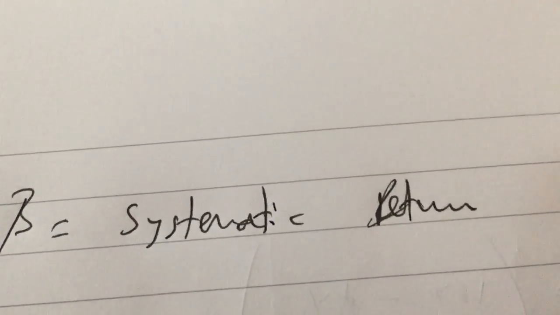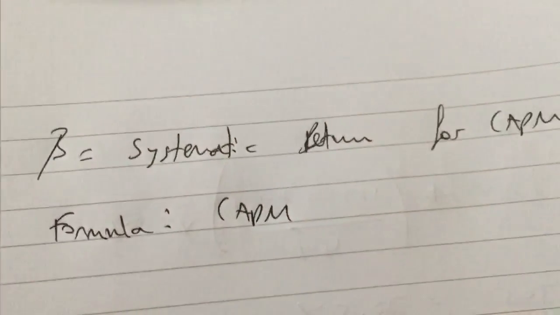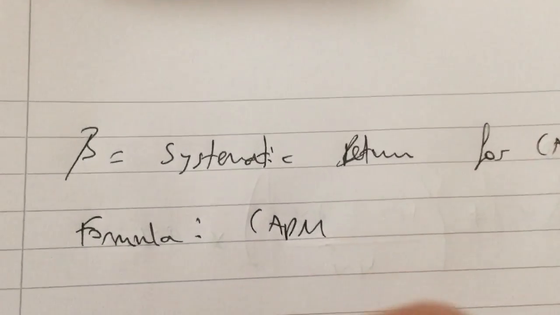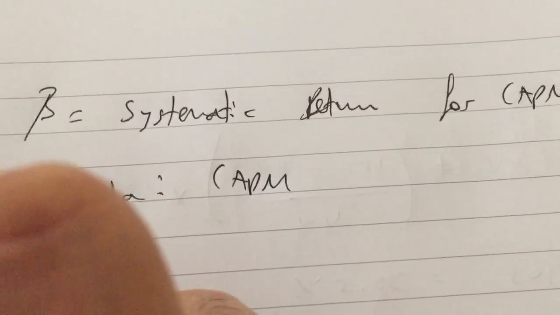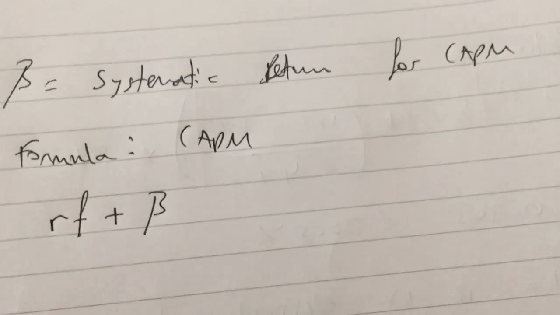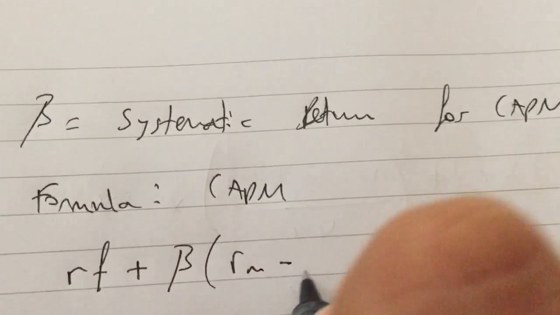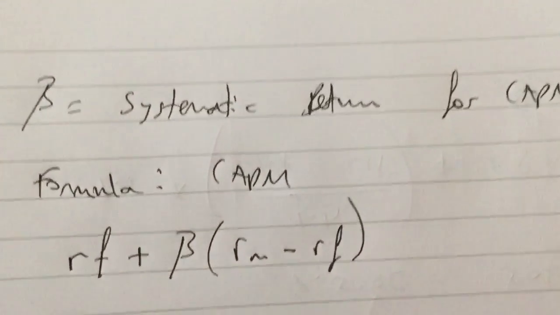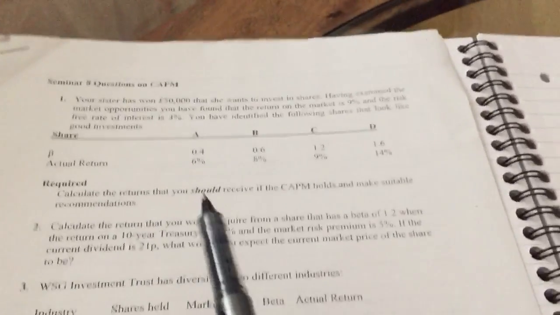So beta equals systematic return for CAPM. The main formula that we're looking at in the CAPM questions is different to the formula that we were looking at before. This formula is the return of the risk-free plus beta, multiplied by the return of the market minus the return of the risk-free. This is the only one that includes beta. That is the formula that we're looking at for CAPM for questions 7 and 8.